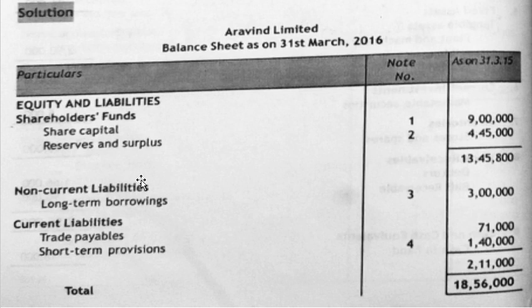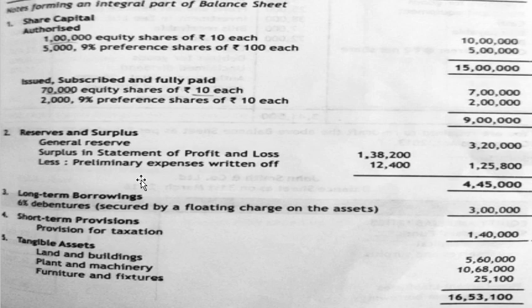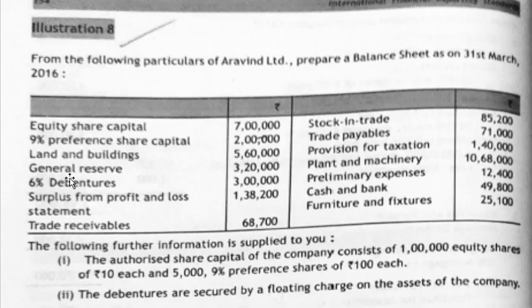Before we allocate our items in the balance sheet, we will get into the working note. First, notes form an integral part of the balance sheet. Share capital authorized: 1 lakh equity shares of rupees 10 each, which is stated in the question, and 5,000 9% preference shares of rupees 100 each.